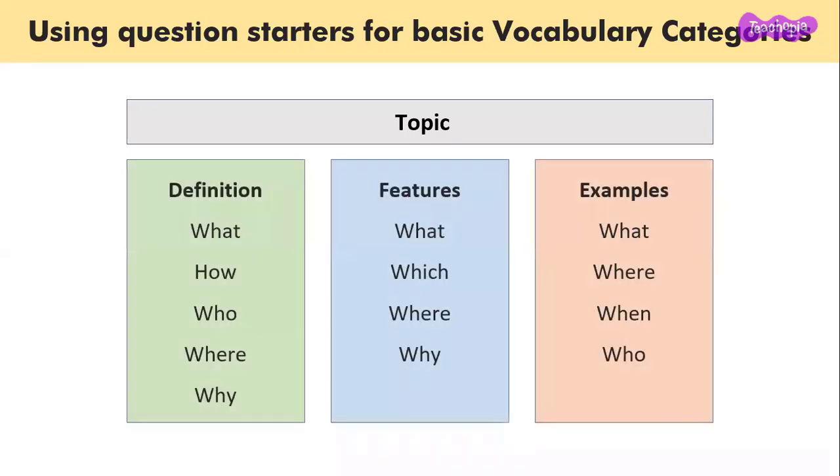and that will really help us to build our own questions. So we've come up with specific question starters that can be used for specific vocabulary categories. For example, if the definition category is picked and we want to build our questions based only on the definition of a topic, we can use question starters like what, how, who, where, and why. And if we want to base our questions on the features category of the vocabulary set, we can use question starters like what, which, where, and why.